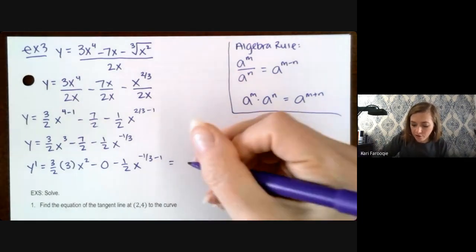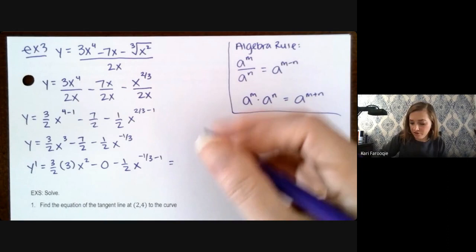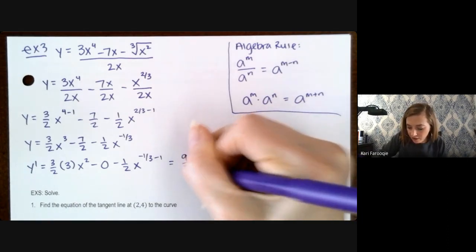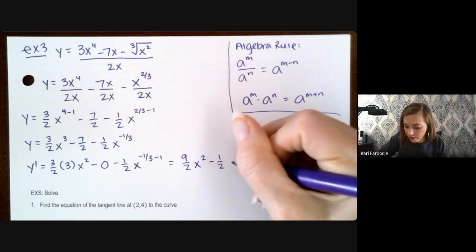All right, so you're going to simplify this here. You can multiply the 3's together to get 9. So you'll have 9/2 x squared. And then for this term, you're going to have minus 1/2.